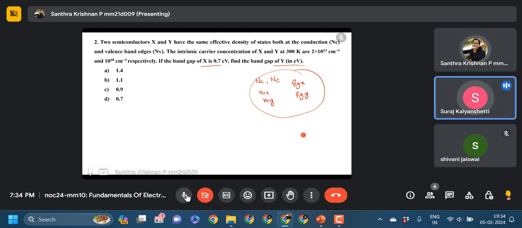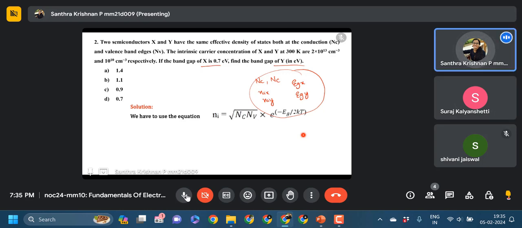I think there is one equation. Let me see. NC and NV combined, right? And you have the carrier concentrations for both individually. If you remember the equation for Ni, it has root of NC NV as well as Eg. Everything is there: root of NC NV, exponent of minus Eg upon kBT. So this is the equation you have to use.